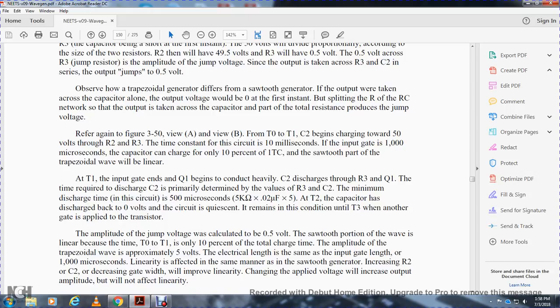Refer again to figure 350 view A and view B, the time interval 0 and time 1. Capacitor 2 begins to charge toward 50 volts through resistor 2 and resistor 3. The time constant of the circuit is 10 milliseconds, and the input gate is 1,000 microseconds.